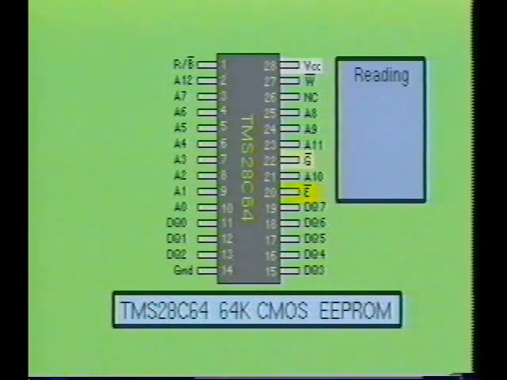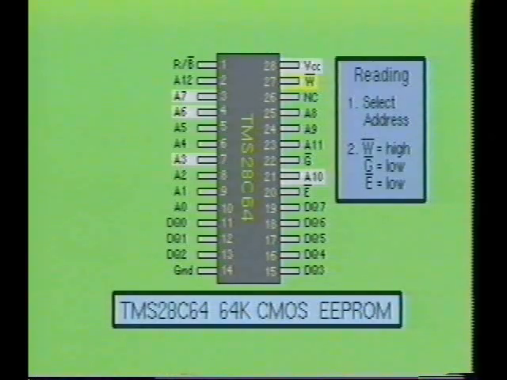Reading information from the EEPROM is a simple process. First, the address is selected using the address inputs A0 through A12. Next, the write input not W is brought high, while the output enable not G and the chip select not E are brought low. After a short delay, the information placed at the selected address will appear at output pins DQ0 through DQ7.